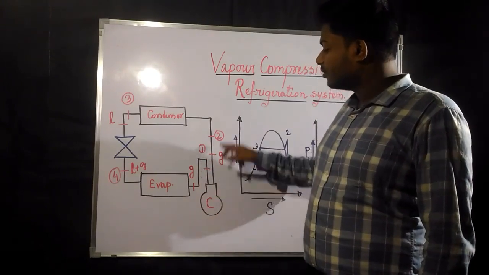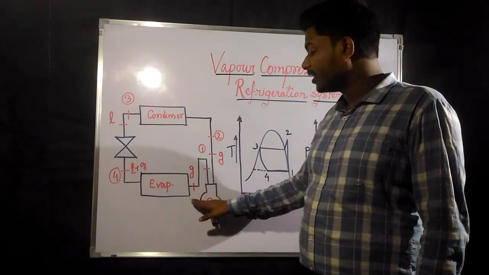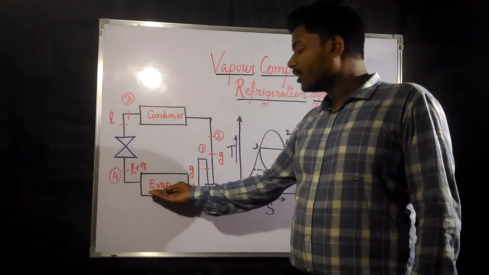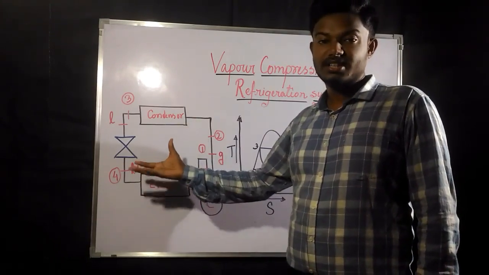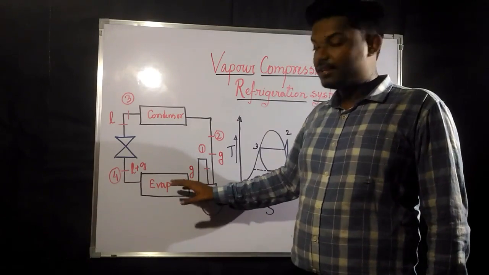Now from 1 to 2, that means the compression. The substance that comes out from the evaporator is going to be gaseous. Evaporator means what? It is going to evaporate whatever liquid enters into this evaporator.